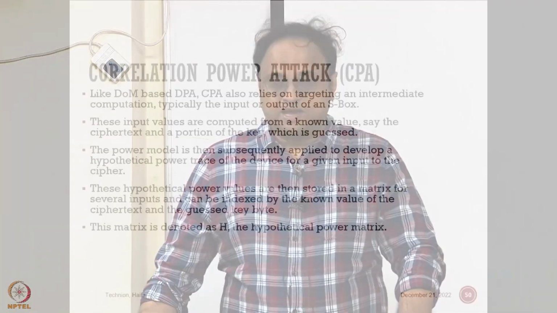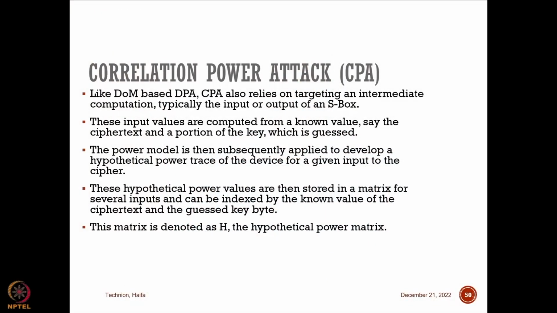CPA, like what we have seen in the previous case, also exploits the fact that power consumption depends upon the underlying data. The power consumption essentially is a manifestation of the underlying data. So you still try to recover the data, and from there you try to guess the key. Therefore, here again we try to understand how it works.